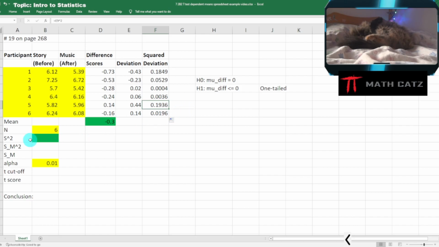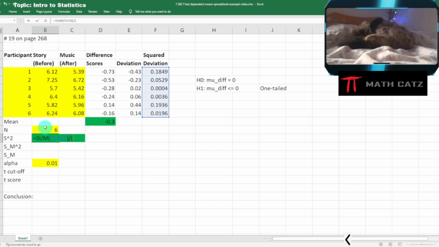So now I need to calculate the estimate of the variance of these difference scores as the sum of the square deviations divided by n minus 1. So we're going to start here and go to our sum function and select everything we want to add up, and then we have to close the bracket like so, and then I'm going to divide by our n minus 1. But of course I have to put that in brackets.